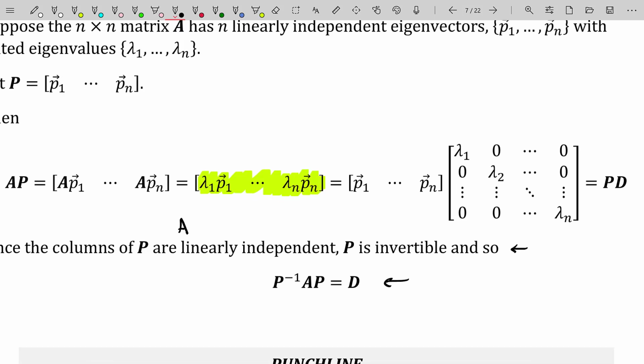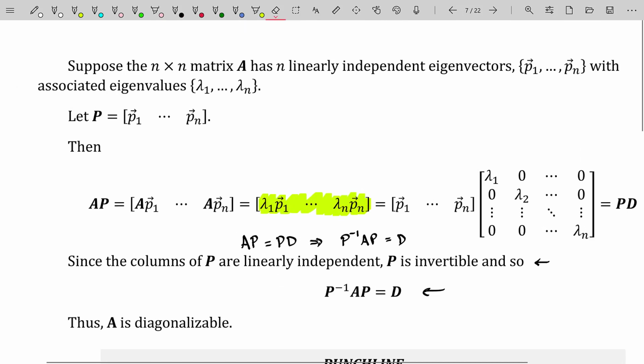Well, we already have shown AP is equal to PD right in the statement above this ink. So if P is invertible, just multiply both sides of this on the left by P inverse, and you will get to that statement right there, which tells us that there is a similarity transformation that takes A and maps it to a diagonal matrix D, specifically the diagonal matrix D full of eigenvalues for A. That's what I say right there.